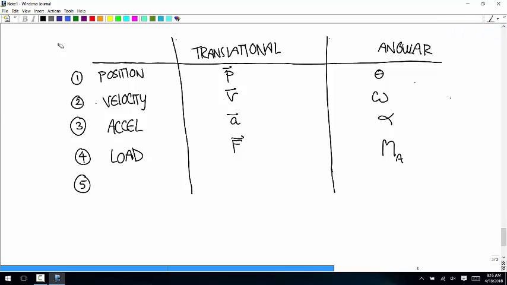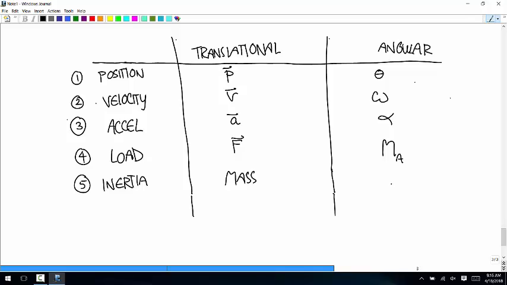Then fifth is a measure of inertia. So what determines how hard it is to make something translate? It's its mass. That's what mass does. If something with a big mass is very hard to accelerate, something with a small mass is easy to accelerate.